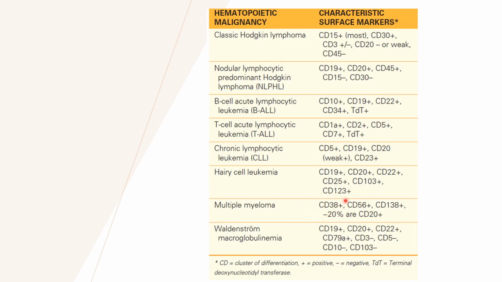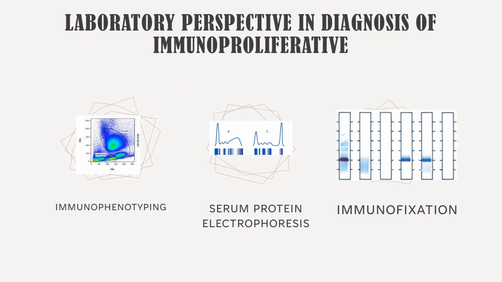So this is an example of the characteristic surface markers found on the different hematopoietic malignancies. Now, how do we detect immunoproliferative disorders? So what is the laboratory perspective in diagnosis? We have three major types of tests we use to diagnose: immunophenotyping, serum protein electrophoresis, and immunofixation.